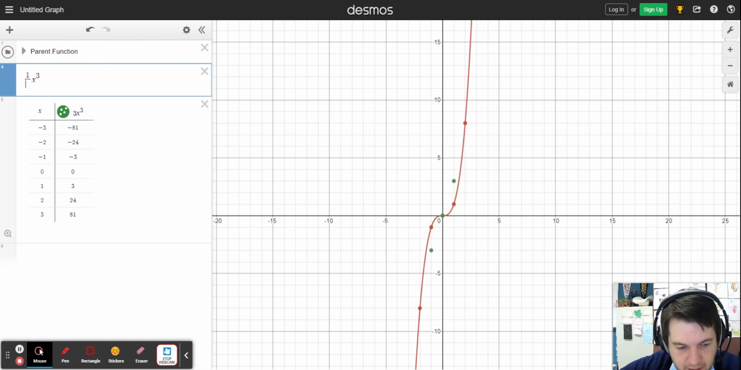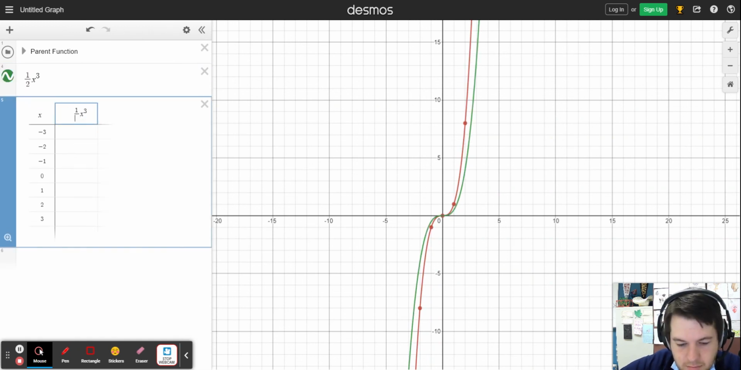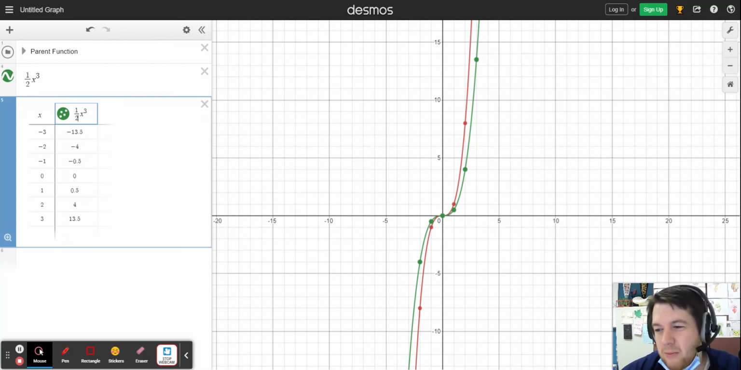I can also make them smaller and make it wider, just like we did with parabolas and quadratics. So this is how we can transform cubic functions the same way we did with logarithmic and quadratic functions.